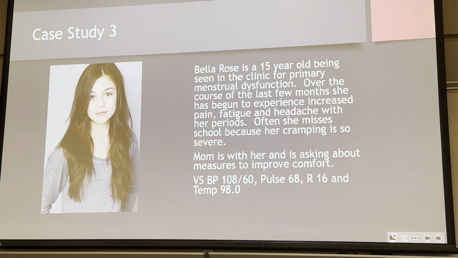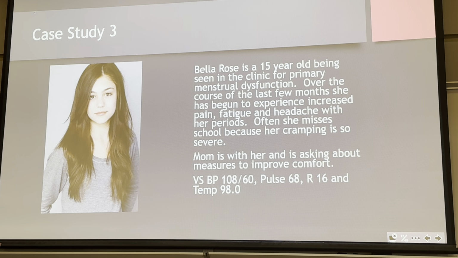This is Bella. Bella's 15. I'm gonna go ahead and tell you Bella has primary menstrual dysfunction. Okay. So there's 2 types of menstrual dysfunction. There's primary and secondary. Primary means, hey, her periods are rough, but there's not any pathological cause for that. She just has very heavy or painful periods, I guess would be a better way to put that.